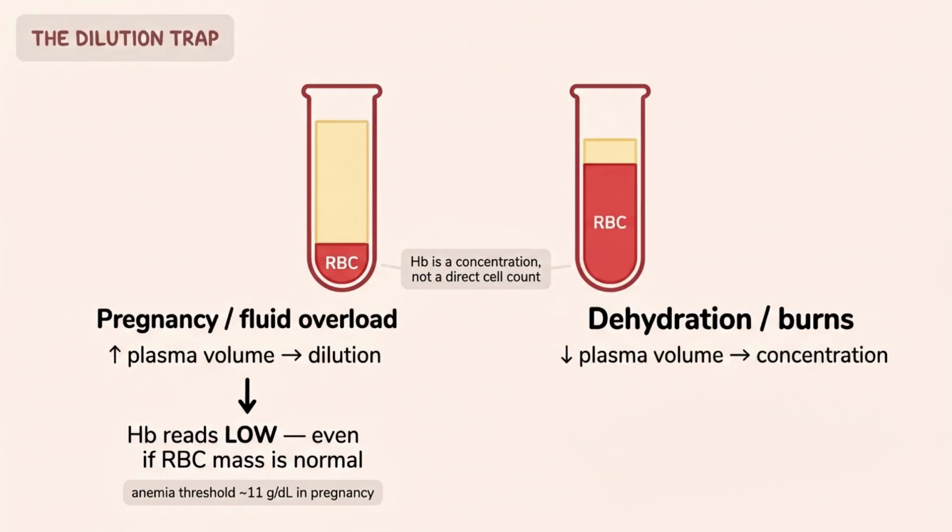Now let's take the opposite situation. In dehydration, plasma volume decreases, so the blood becomes more concentrated and the hemoglobin may appear relatively higher. So dehydration can actually mask an underlying anemia.